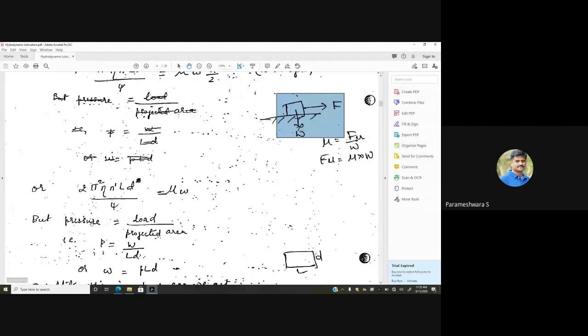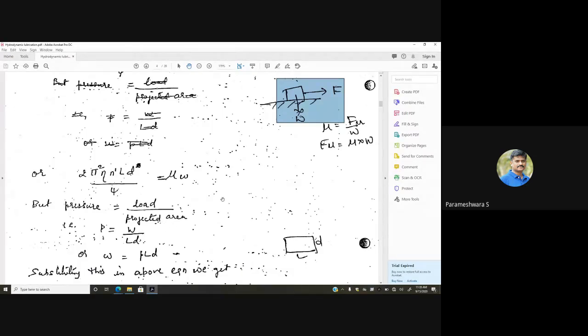Also, this pressure P is equal to load by projected area. We all know that pressure is equal to load by area. Area means L into D, that is a rectangle. When the journal is opened out, this becomes L into D. So W is equal to P into L into D.